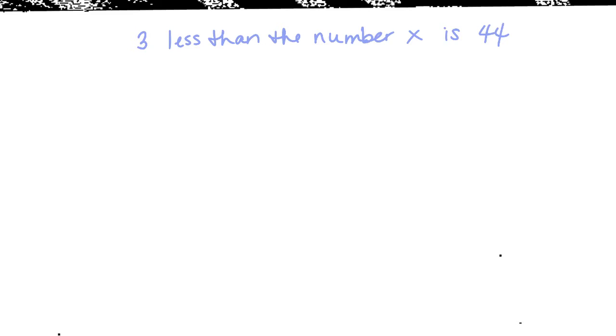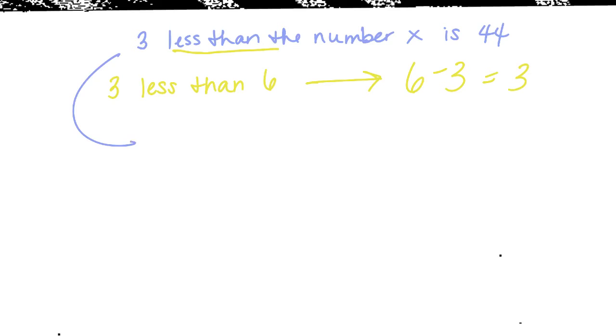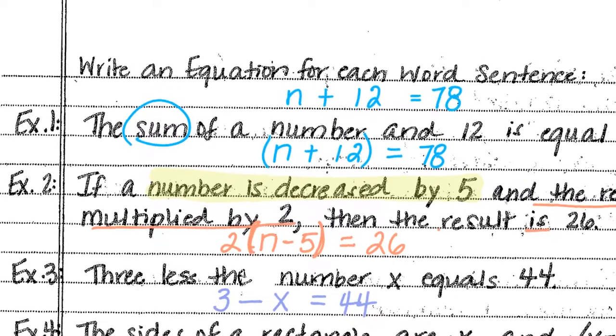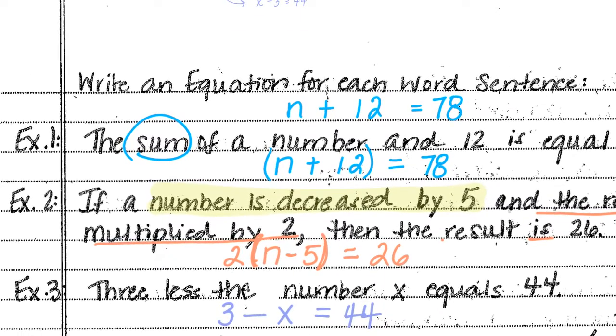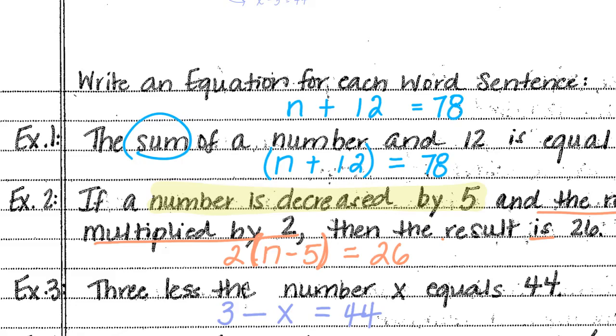So remember, if you see less than, let's talk about something. If I have 3 less than 6, isn't that 6 minus 3? 3 less than 6 is 3. So sometimes you guys get really confused when you see 3 less than the number x. In this case, it would be x minus 3 is 44. And to be honest, I see that a whole lot more than I see 3 less the number. So just be aware of the two differences there.